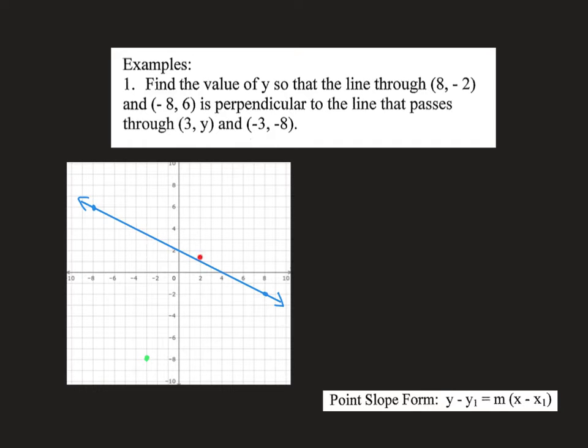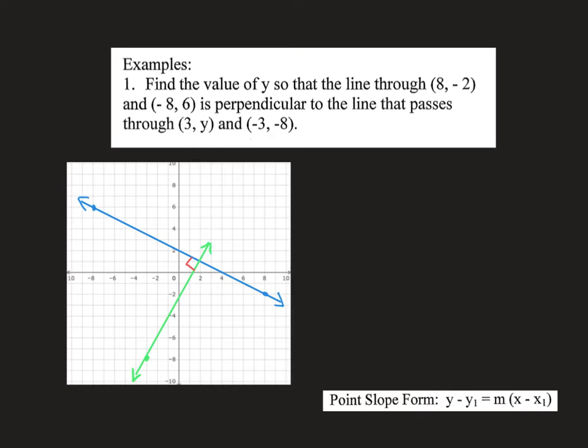So we want a line that goes through those 2 points, so that's the blue line, is perpendicular to the line that passes through this said point, so we don't know where that is, and this point. So (-3, -8) is down here. So this line is perpendicular, and it crosses the blue line at 90 degrees. So let's put that in the picture.